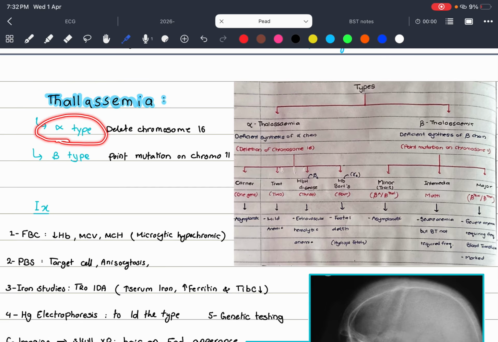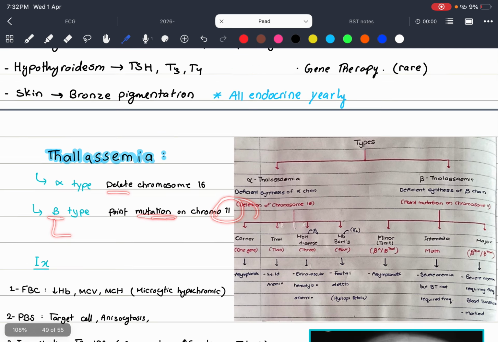Thalassemia has two parts. First is the alpha type and the beta type. Alpha type is usually on chromosome 16, where there's a deletion, so it's absent, it's deleted. Beta type is usually a mutation, not a deletion. This is the difference, and it's on chromosome 11.